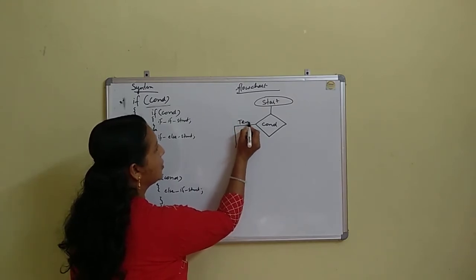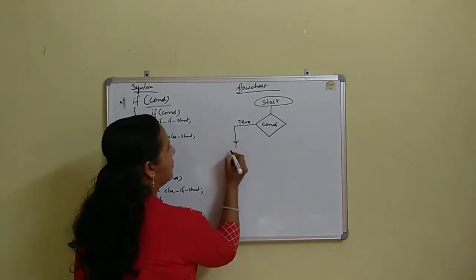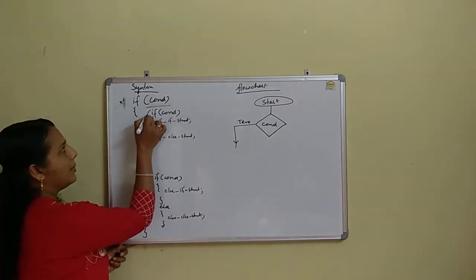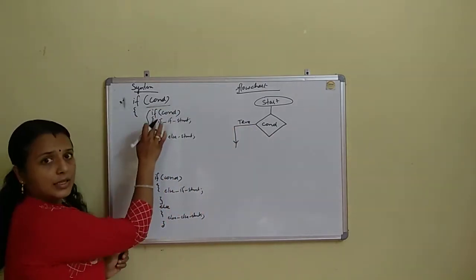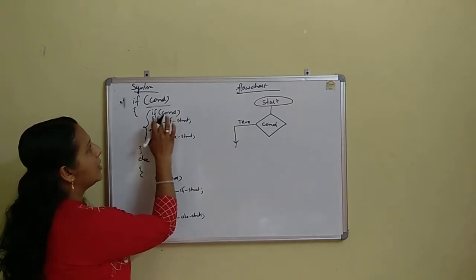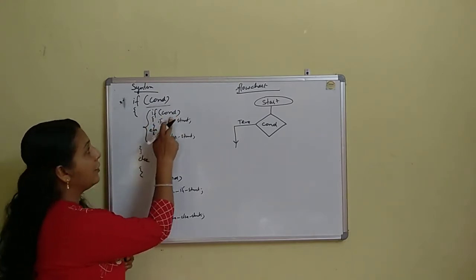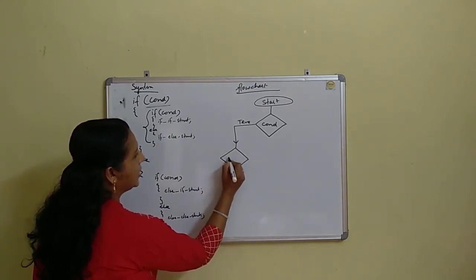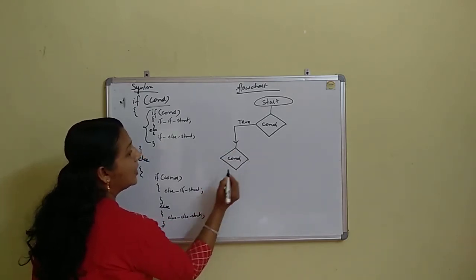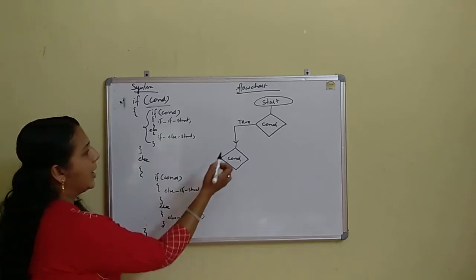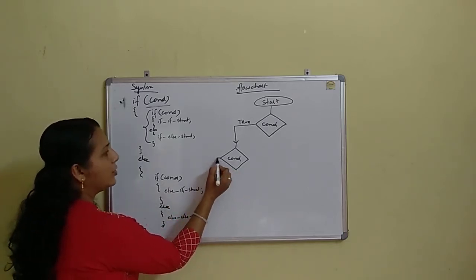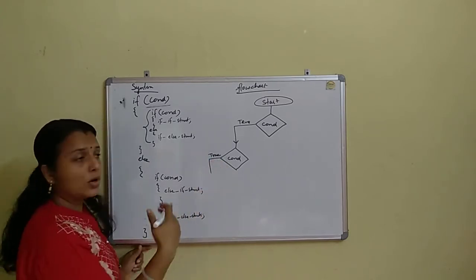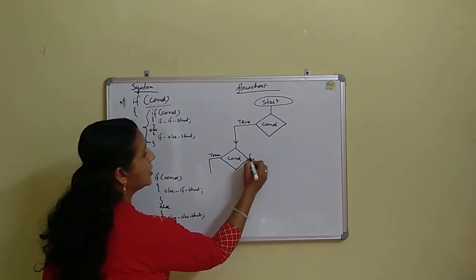Suppose this is true. When this condition is true, what happens? It is coming to this part, isn't it? What is present here? An if condition, so another condition is being checked. This is the inner if block condition, and this condition also has two outputs. Either it is true or it is false.